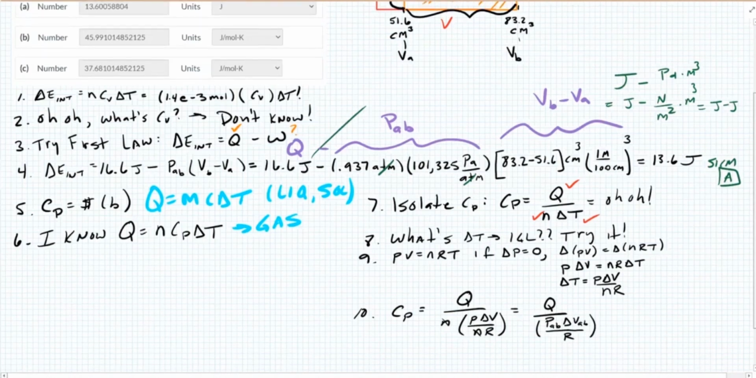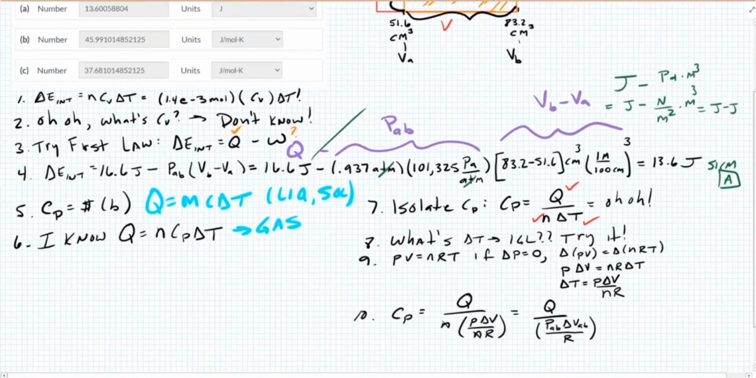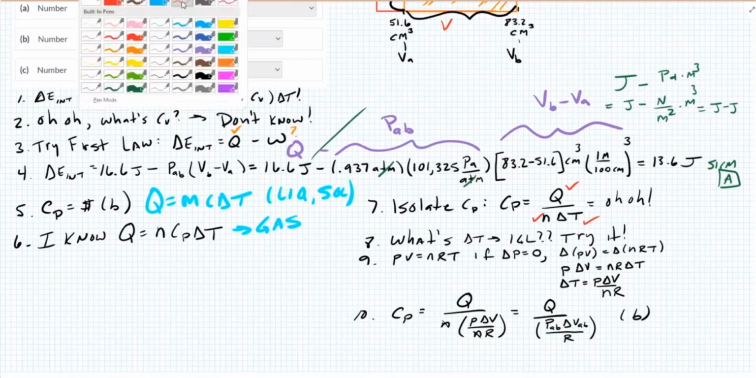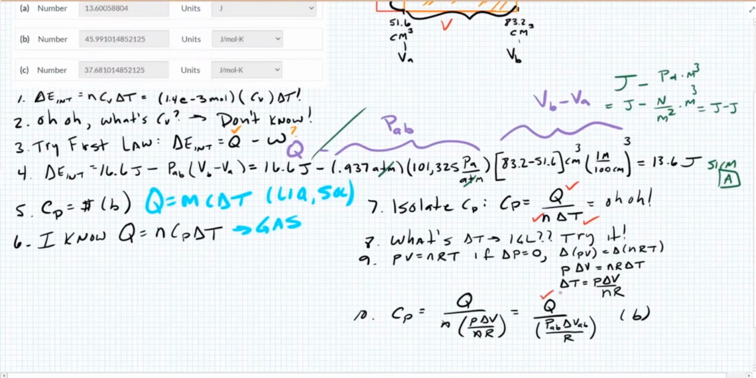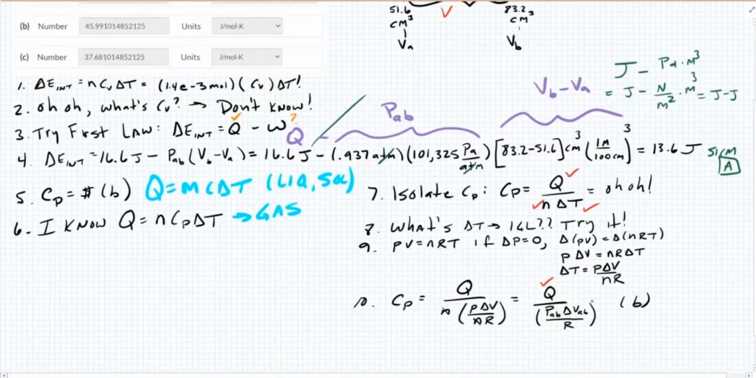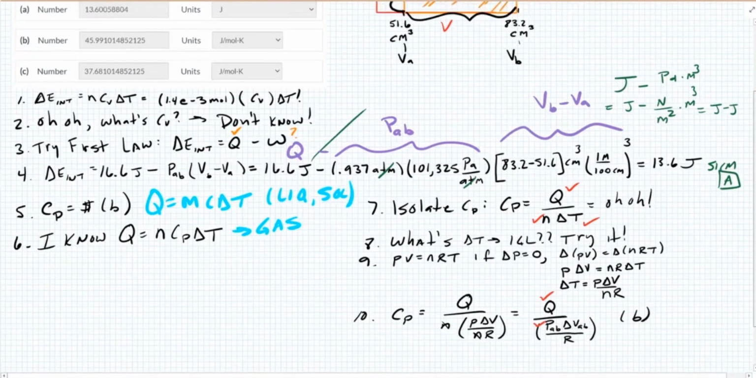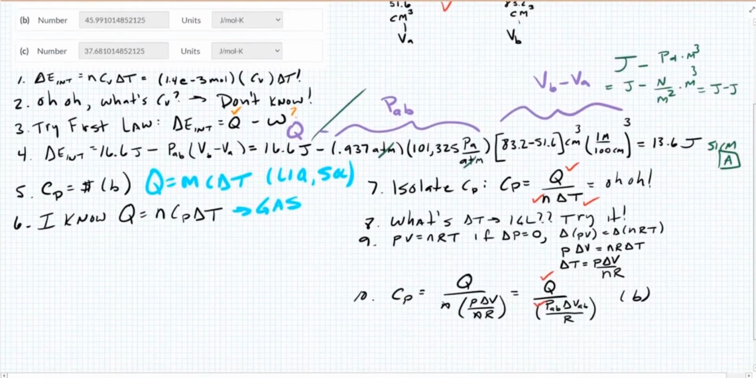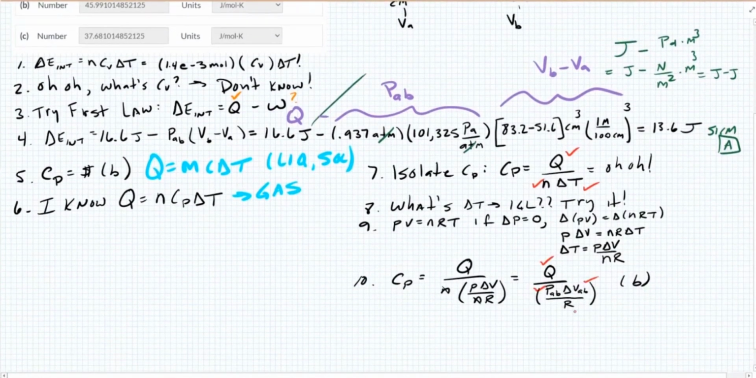Before we take a break, let me just sanity check this. Number 10 is going to give us the answer to part B, unless there's a mistake. But before, let's see. Q is given as 16.6. Good to go there. PAB is given. For me, PAB is 0.937 atmospheres, but you got to convert. VAB is given. All right, I know all of this.